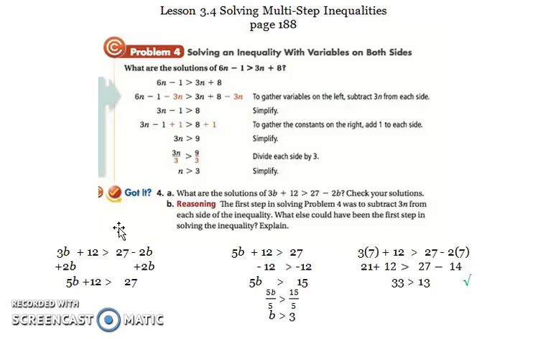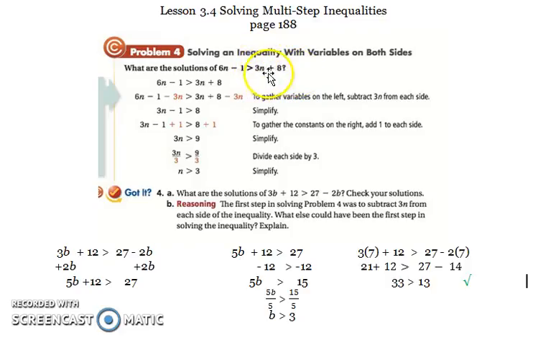The good news is this is exactly like solving an equation with variables on both sides. The only thing that's ever different with the inequality is when you divide or multiply by a negative, it switches the sign. That's it. Otherwise, it's exactly like solving an equation. So, what are the solutions of 6n minus 1 greater than 3n plus 8?